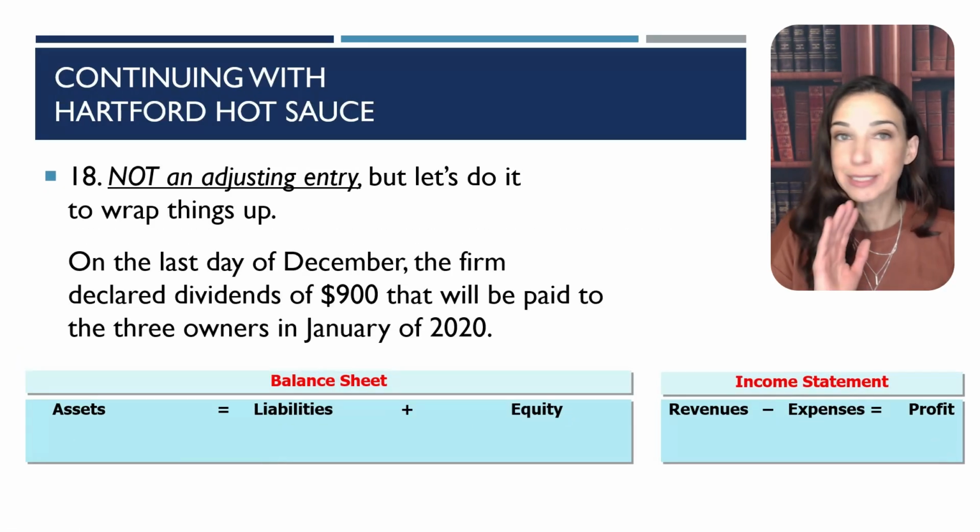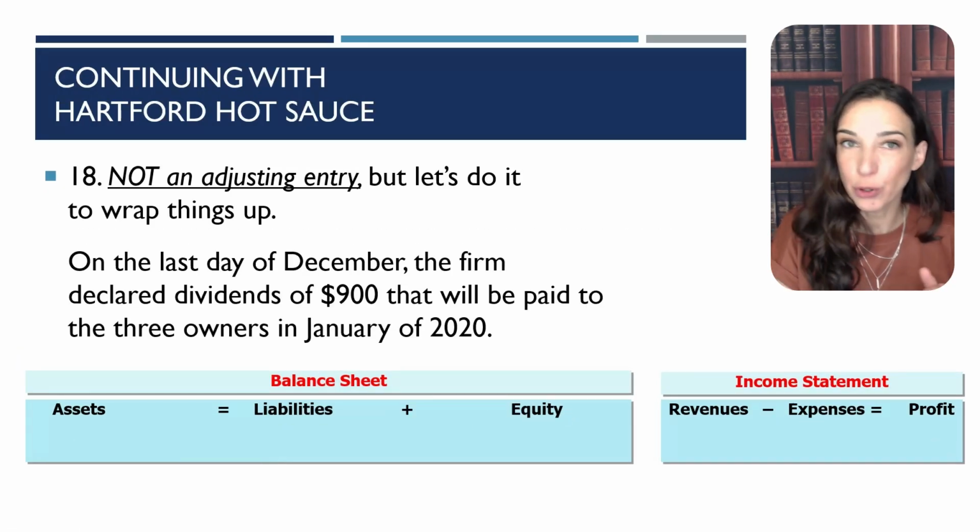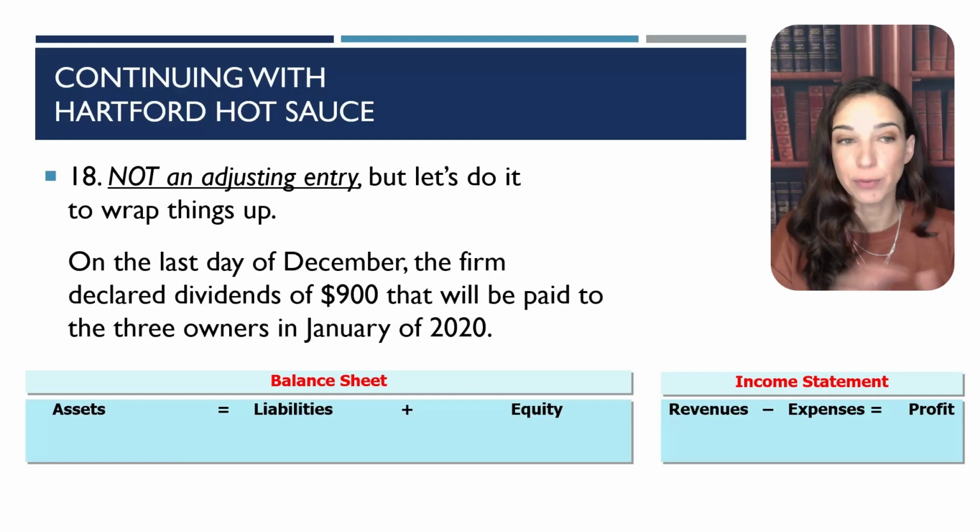The last transaction is not an adjusting entry, but I want to throw it in there as an example just to round things off. Let's suppose that this company is really unusual and they say, even though we've only been in operations for one quarter, we're going to pay ourselves dividends.